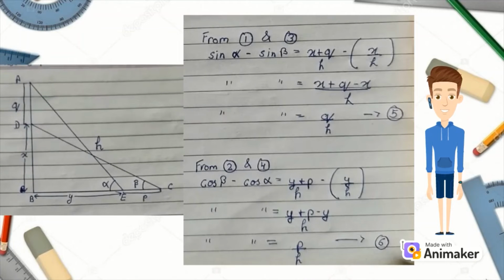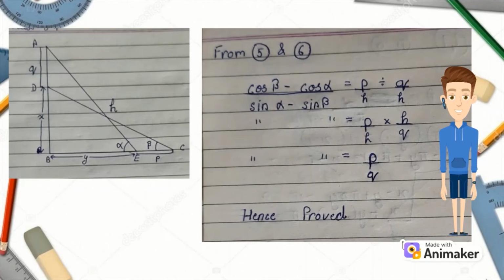Now, from equations 1 and 3, we can say that sin alpha minus sin beta is equal to x plus q upon h minus x upon h, which is equal to q upon h. Let this be equation number 5. And from equations 2 and 4, we can say that cos beta minus cos alpha is equal to y plus p upon h minus y upon h, which is equal to p upon h. Let this be equation number 6.